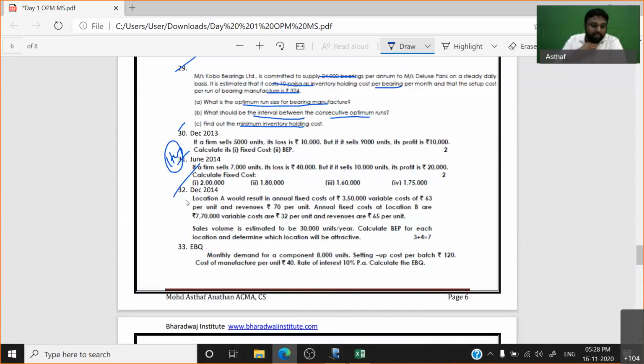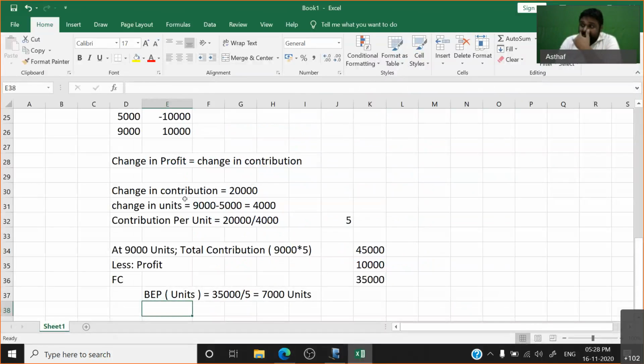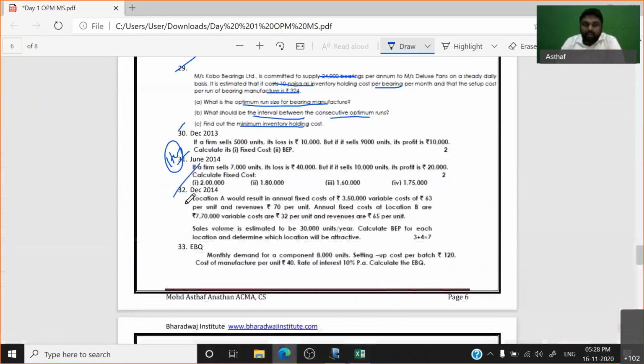So what is question number 32? Location A would result in. Anyone pending, please take a photo. Same thing only, nothing big deal. We are revising the costing problems in the OPM class just for your benefit. You have to score maximum. So hope you take a photo. What is question number 32?